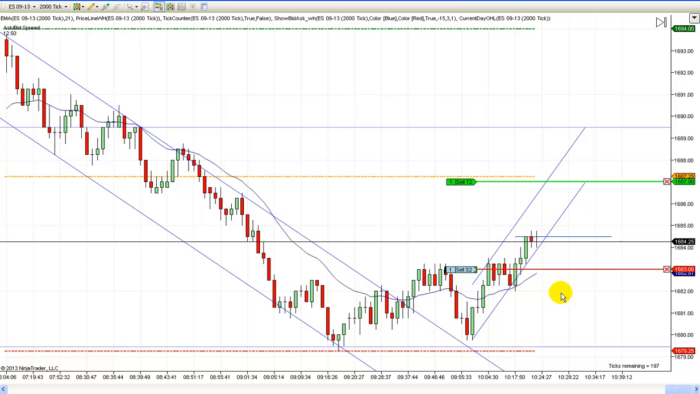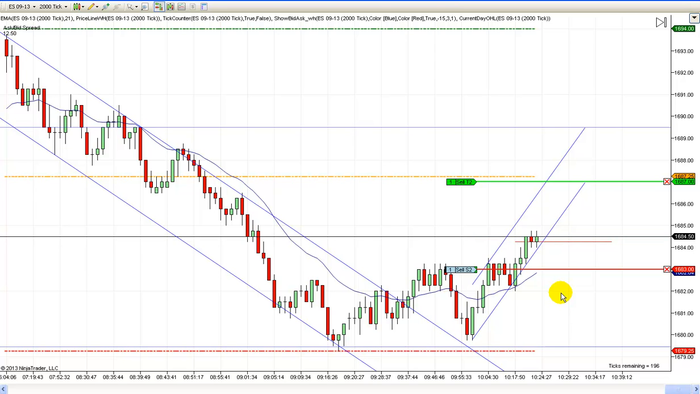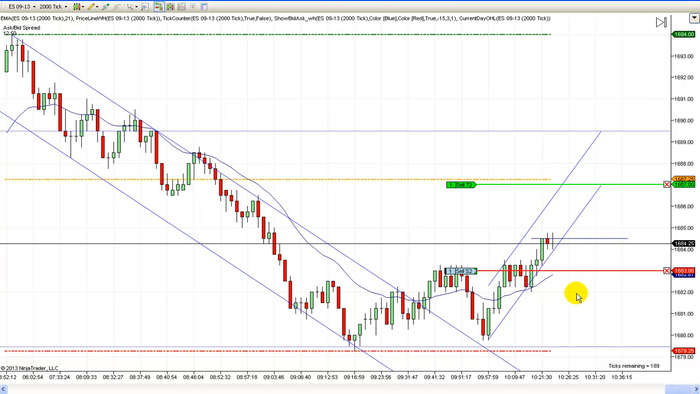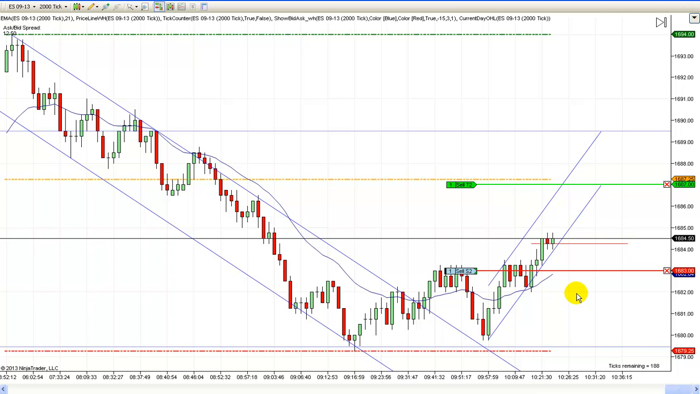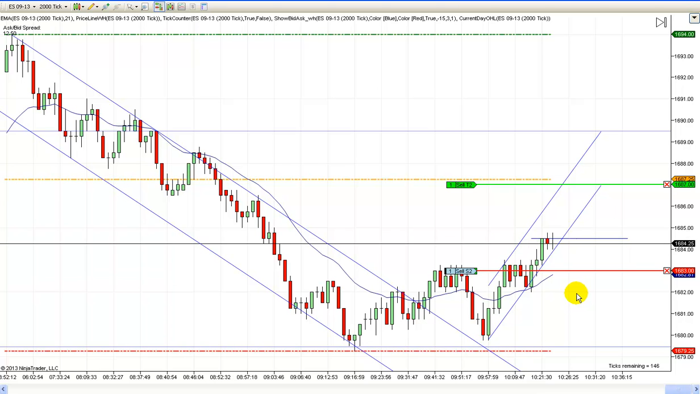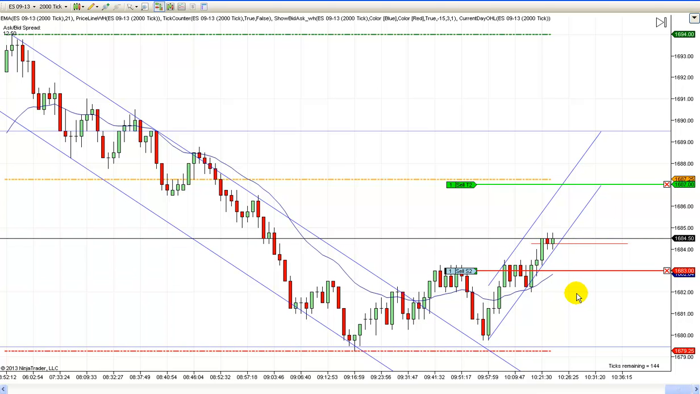At this point, we'll watch it. I never get to demonstrate runners very often because a lot of them, we don't get any runners. So it seems like every time I try to do a video, we never get a runner, and I'm always trying to catch one so I can demonstrate how I manage them. But once you get to this point, there's different ways you could manage this.